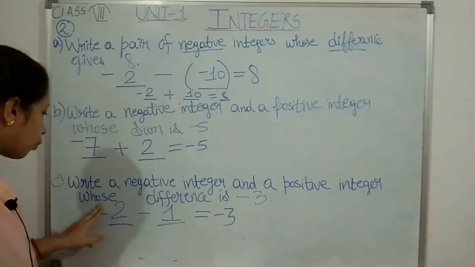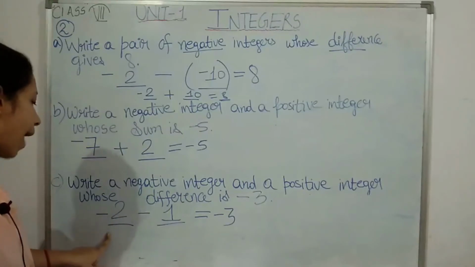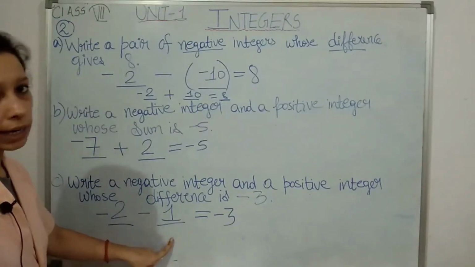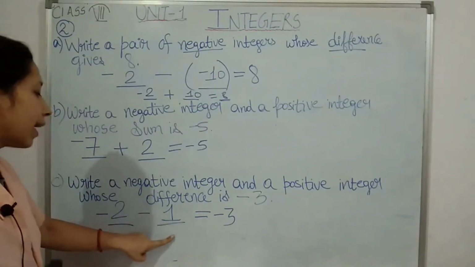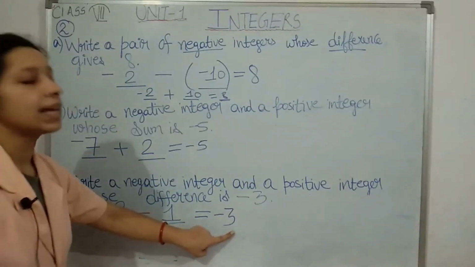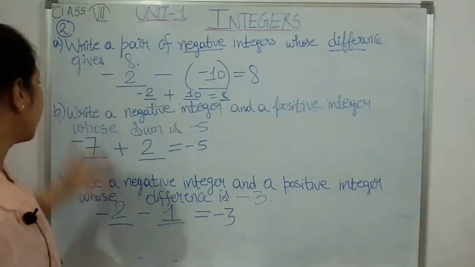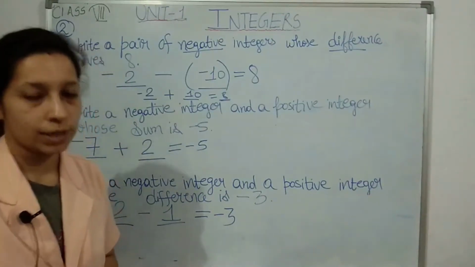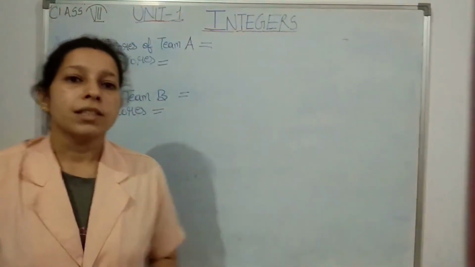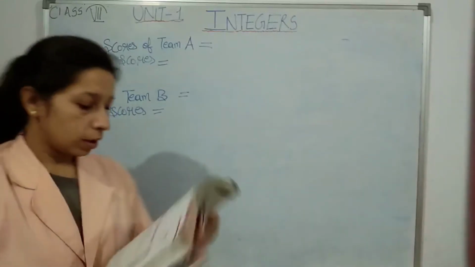So in place of 2 and 1 we can also write minus 1 minus 2, then also the condition is the same, because 2 will be the greater number with negative sign, obviously in the answer also you will get a minus sign. So question number 2, the 3 parts are clear to us, students. So students, third question, look into your textbook.